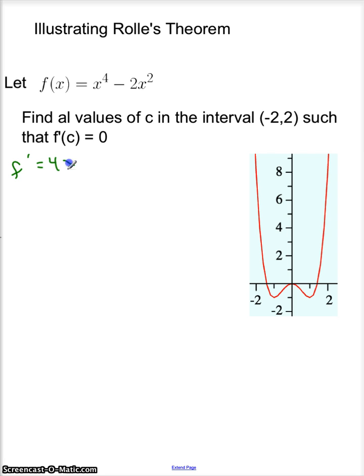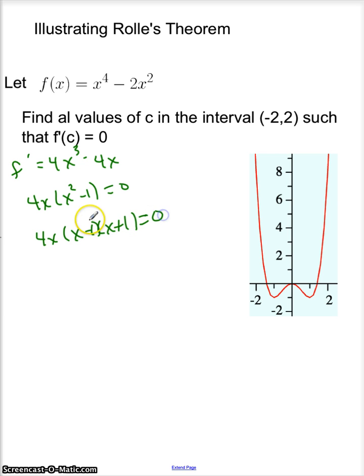f prime is 4x cubed minus 4x. Now, where is this 0? Well, I'm going to factor it. 4x times x squared minus 1. I can factor a little bit more, can't I? So this is 4x times x minus 1 times x plus 1 equals 0. I thought I was going to have to use the quadratic formula. So, where are my zeros? They're at x equals 0, x equals 1, x equals negative 1. And that is pretty much lining up with my graph. It's always cool when that works.